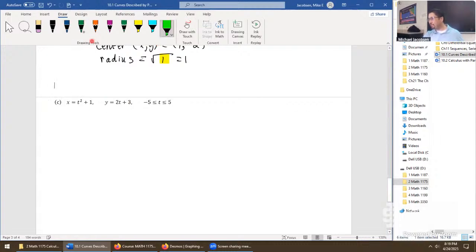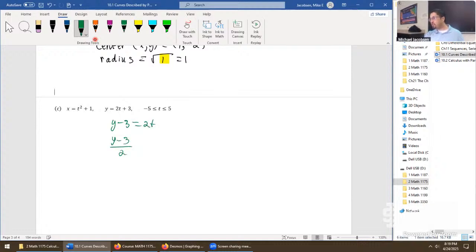That highlighting did not take for whatever reason. So let's go: y minus 3 is 2t. Then y minus 3 divided by 2 is t. Then at that stage, we can now just plug in the value for t right here where it's being squared.